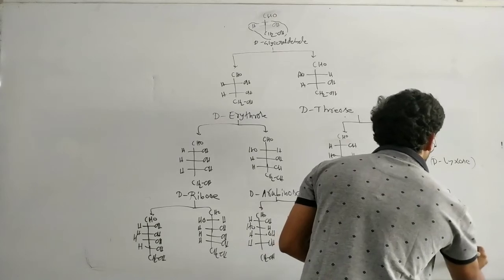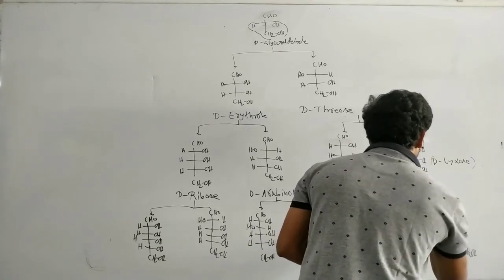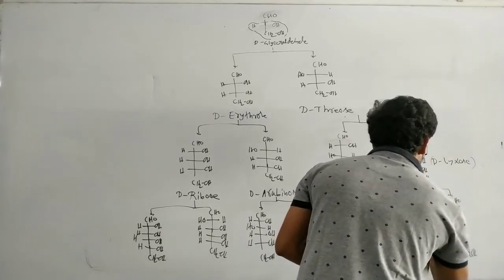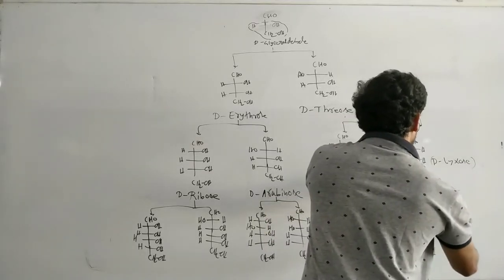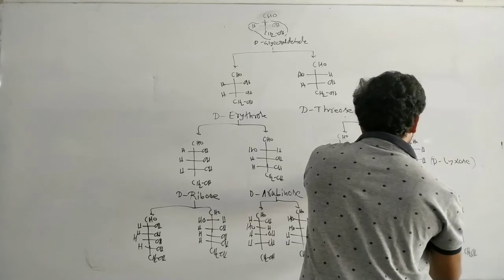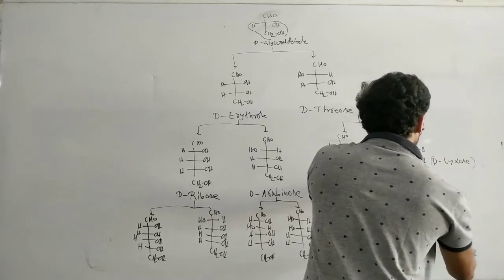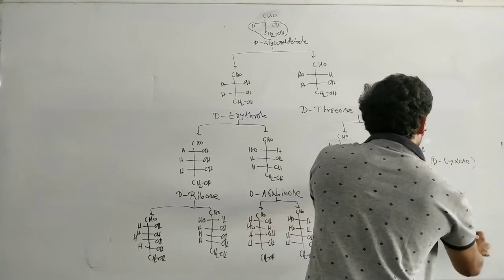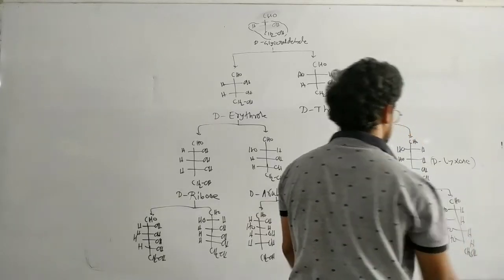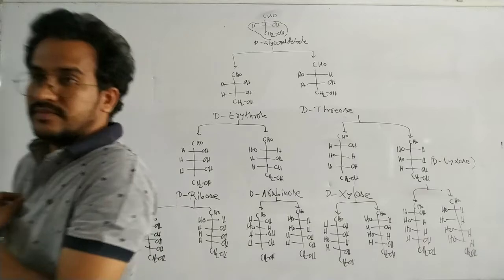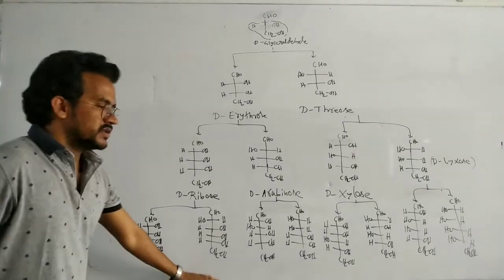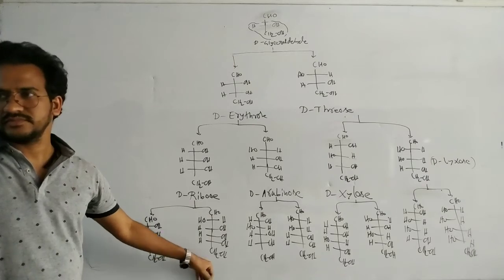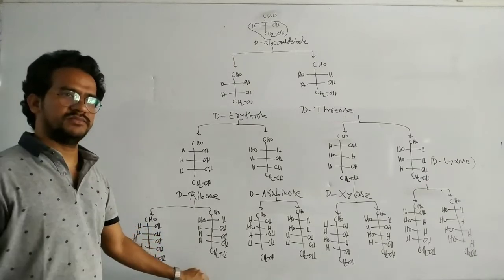So CHO, CH2OH, CHO, CH2OH. So here OH on the right side, here OH on the left side. So remaining same OH, OH, H, OH. Here OH, H, here OH, H, OH, H. That's it. 8 isomers. Here 8 isomers. Okay. These 8 isomers are the D sugars. Remaining 8 are the L.